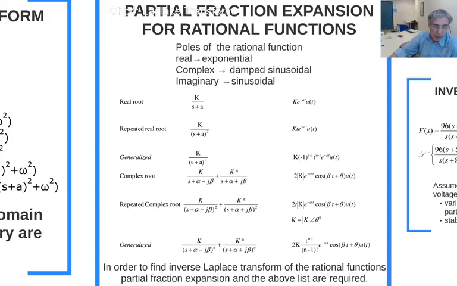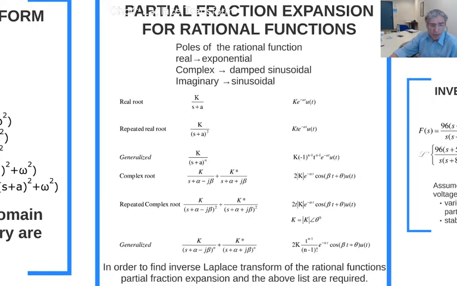Depending on this root, if the root is real, the fraction is going to be like that. If the real root is repeated, the fraction is going to be like this. If the real root is repeated multiple times, it is this. If it is a complex root, the fraction is going to be two of them together like that.